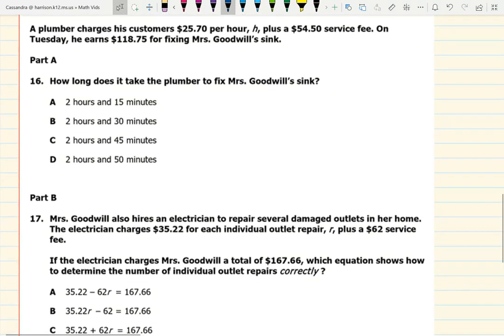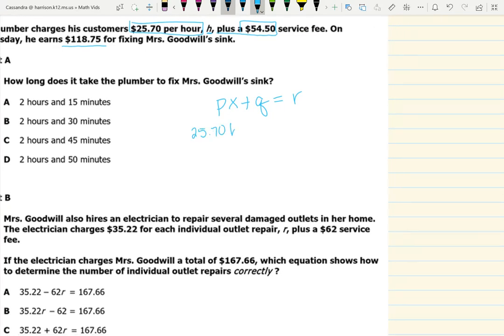Part A, it says a plumber charges his customer $25.70 per hour H plus a $54.50 service fee. That right there. And then it says on Tuesday he earns $118.75. They've given this to me, as a teacher looking back, in the most simple way. If you know that your equation is going to be px plus q equals r, they literally gave you all that.